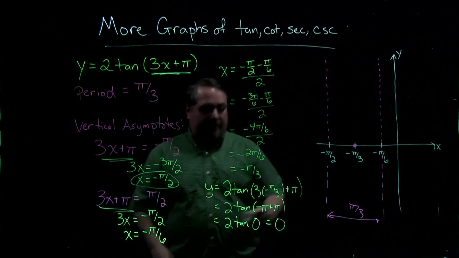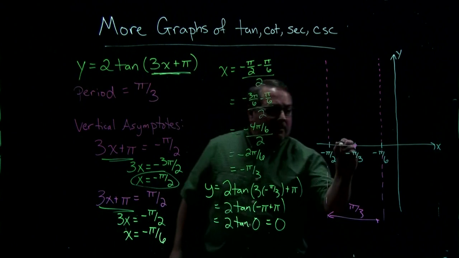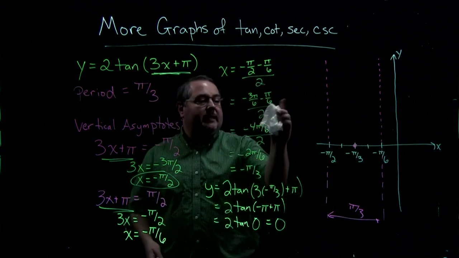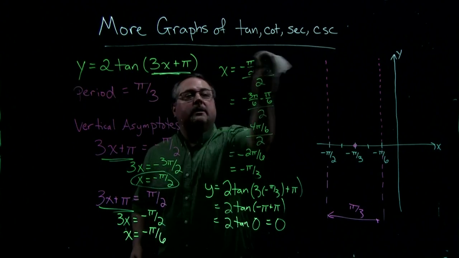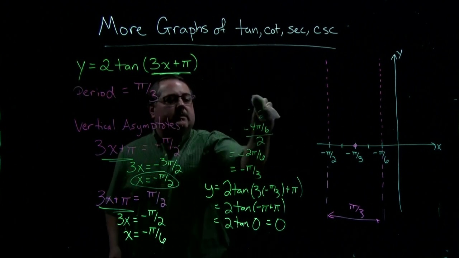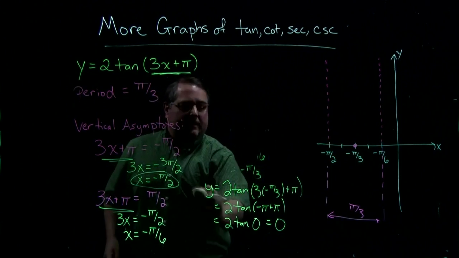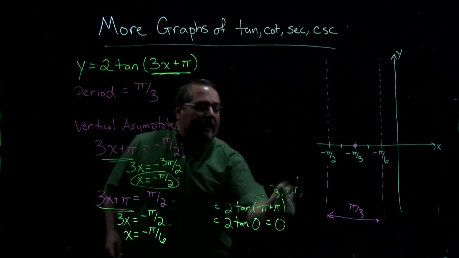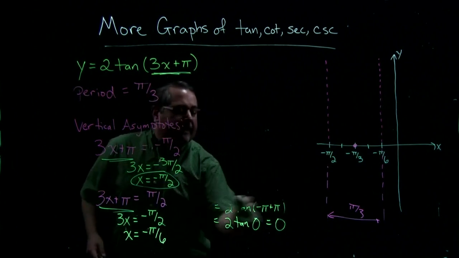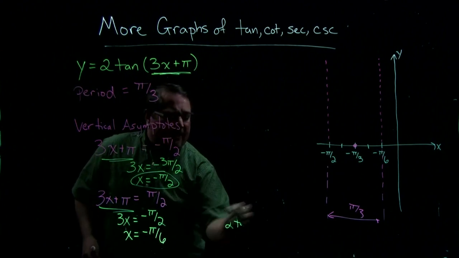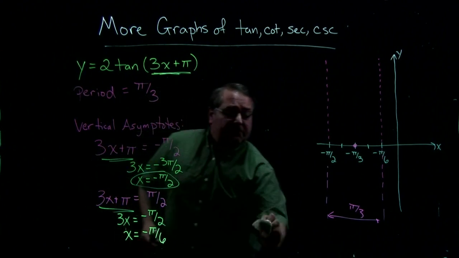Okay, so now let's find the 2 points that are halfway in between that center point and our vertical asymptotes. And I'll start with the one on the left-hand side. Okay, so now we want the x value that is halfway in between negative pi over 2 and negative pi over 3. Okay, and we can find that by averaging those two values.